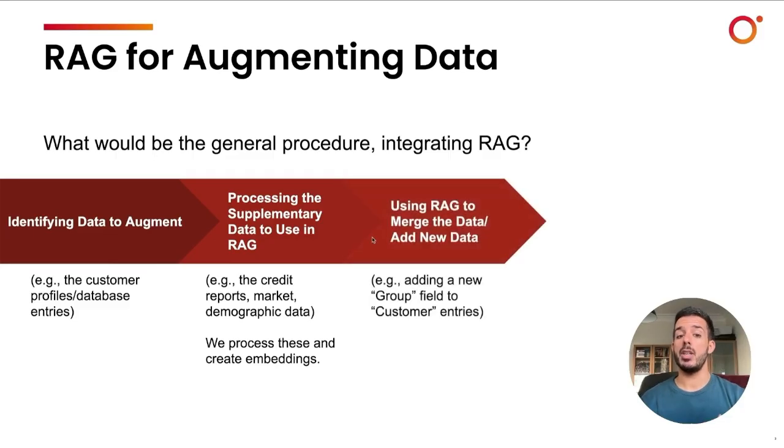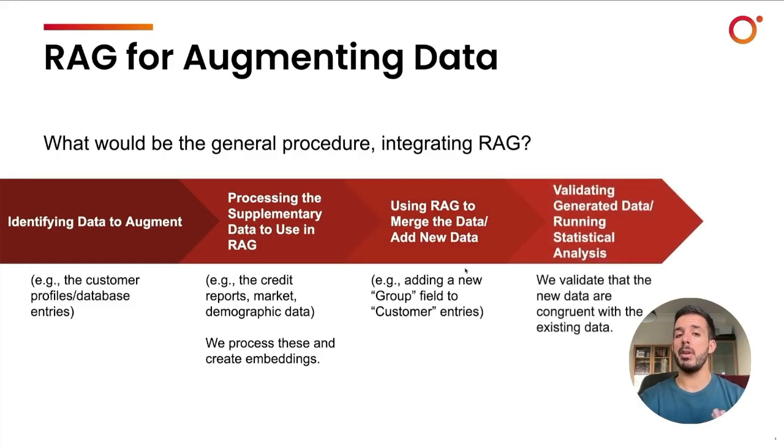Then we use RAG to actually merge the data or to add the new data, right? So we add, for example, a new group field to customer entries or whatever it is. And we simply pass on the prompt and the dataset to the LLM, and the RAG mechanism is going to fetch the most relevant pieces of information from the supplementary data. And then possibly we may validate the generated data or run some sort of statistical analysis as usual, just to make sure that the LLM did everything well, right?